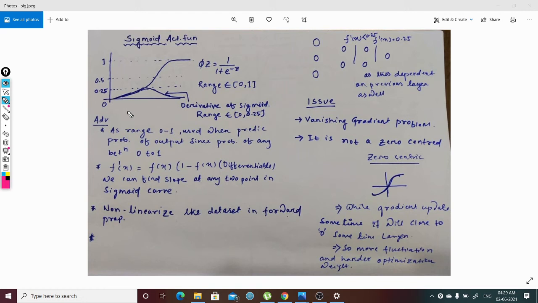So we have already discussed activation functions, like why we need to use an activation function in our neural network. We have already discussed that. So in this particular video, we'll see what activation functions are available for our neural network. So let's see them one by one.